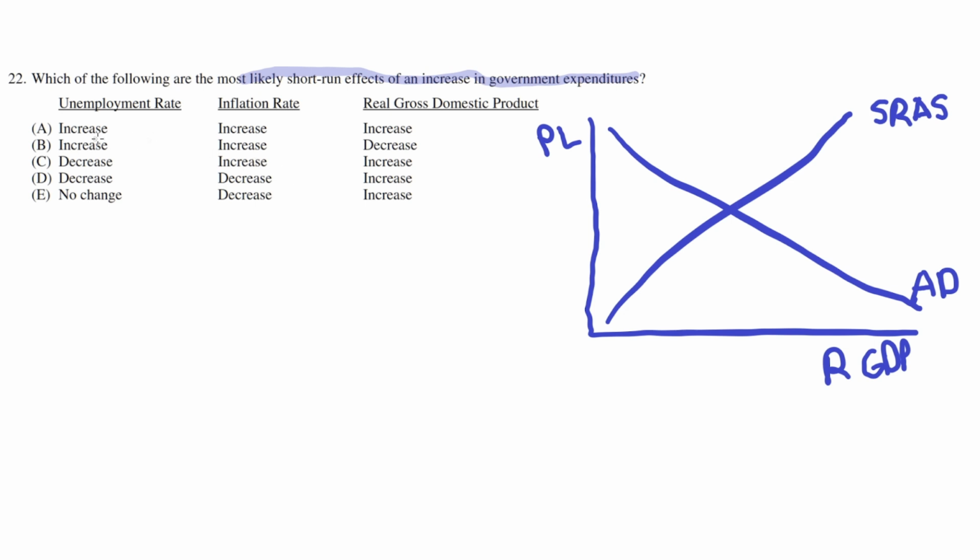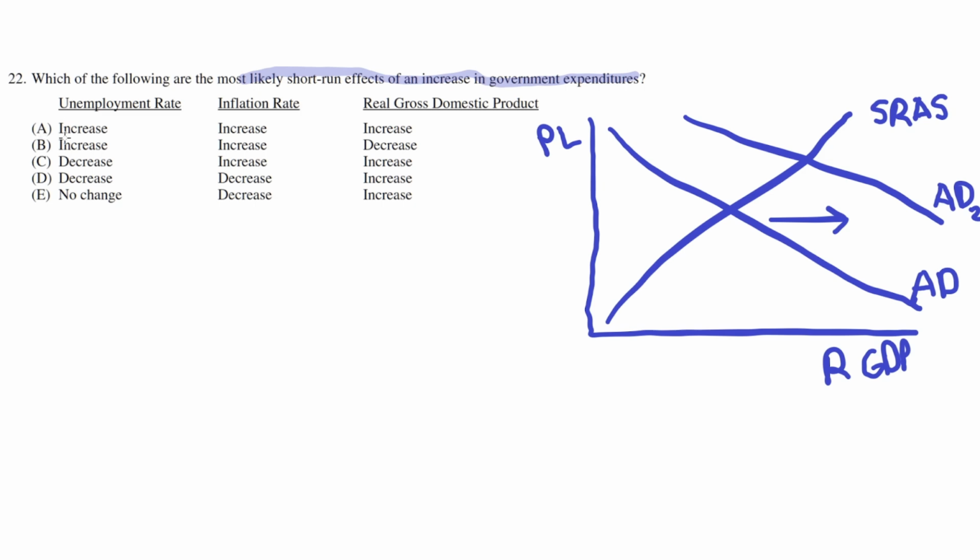So, first let's represent the increase in government expenditures, and that would look like a shift to the right in the aggregate demand curve. This is because the increase in government expenditures would result in an increase in aggregate demand, and this will result in a shift right in the aggregate demand. This is how it would look. And now let's look at the short-run effects of this increase.